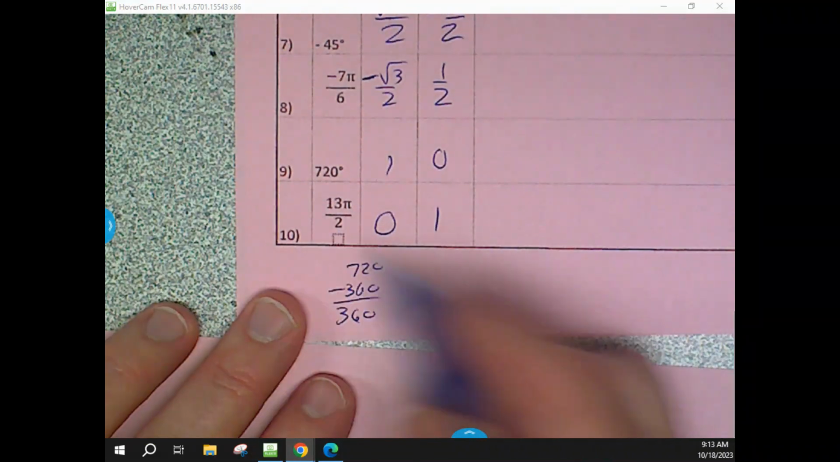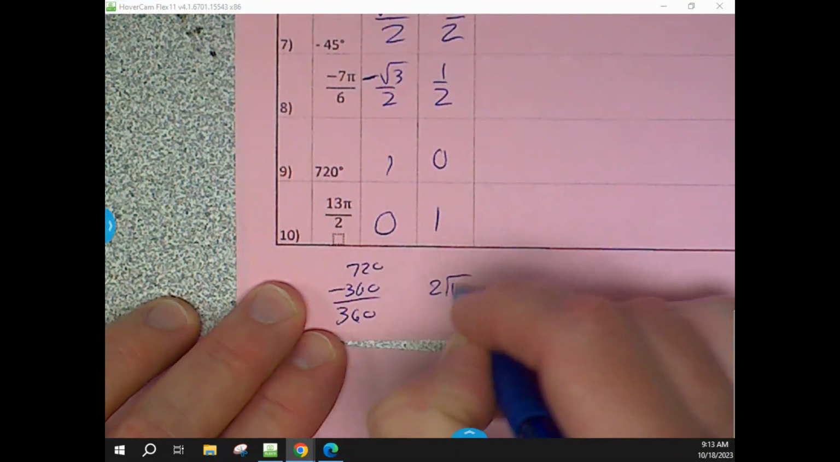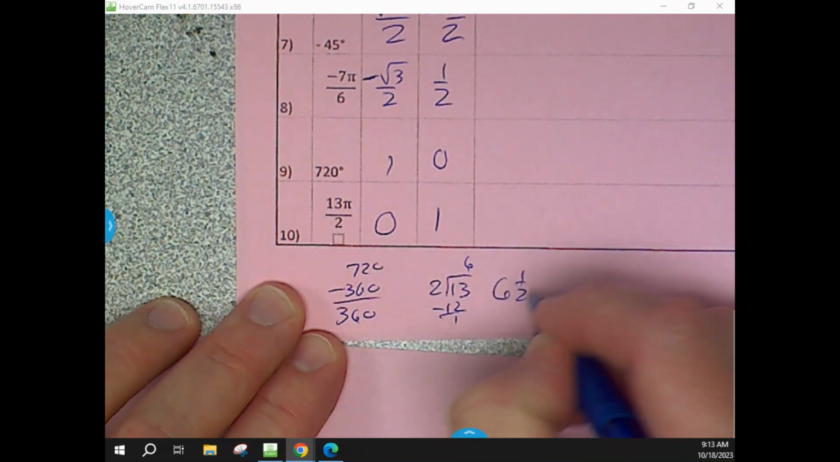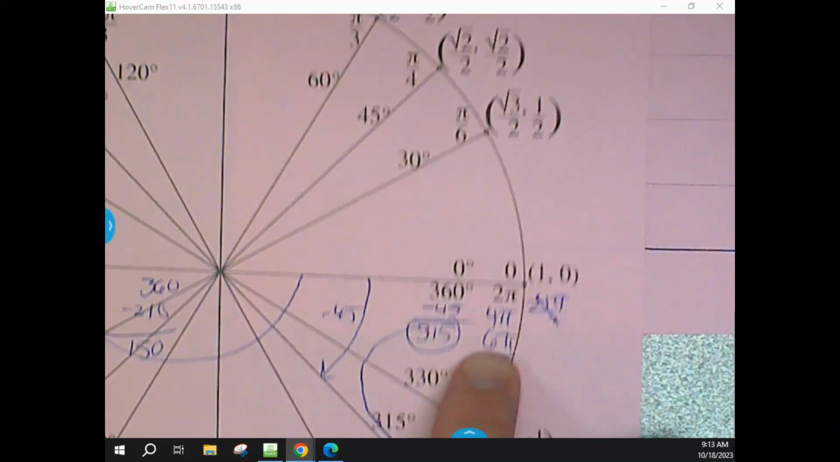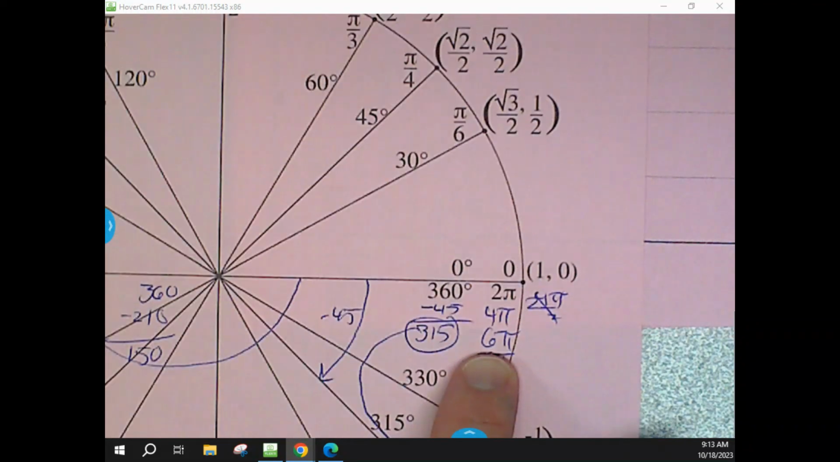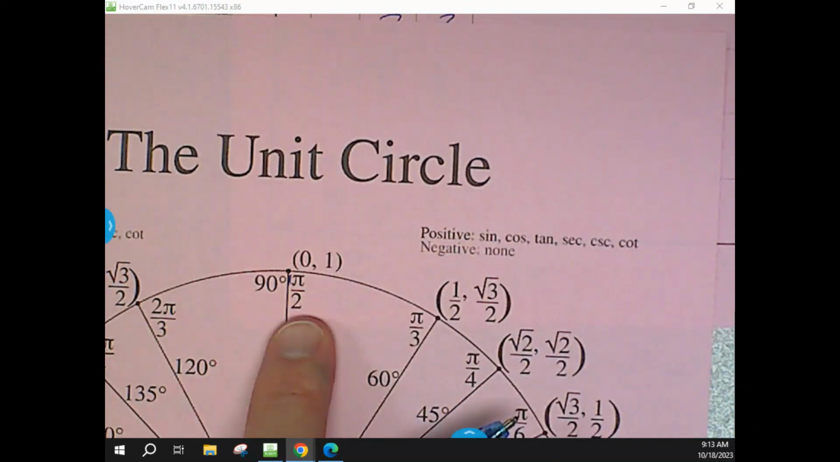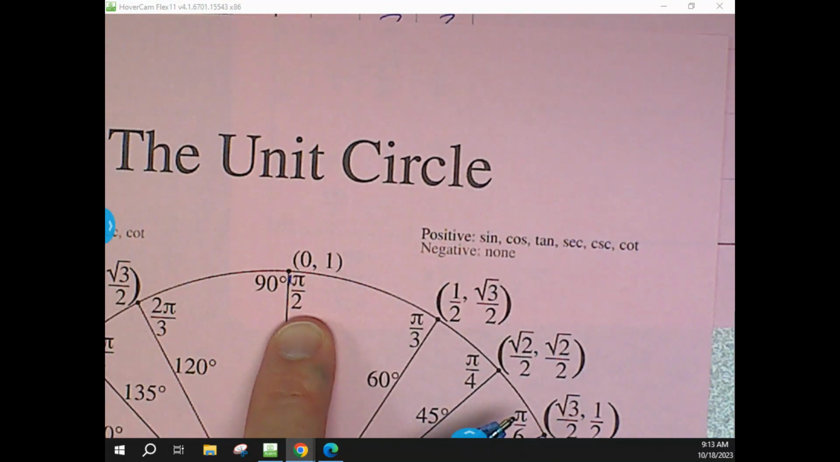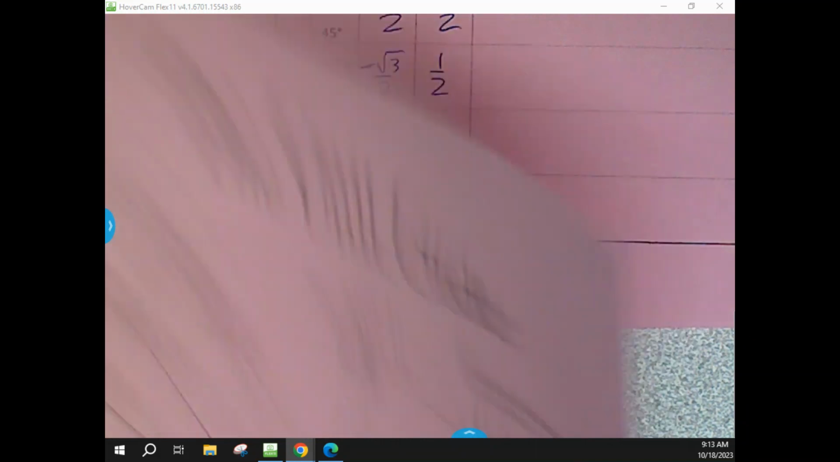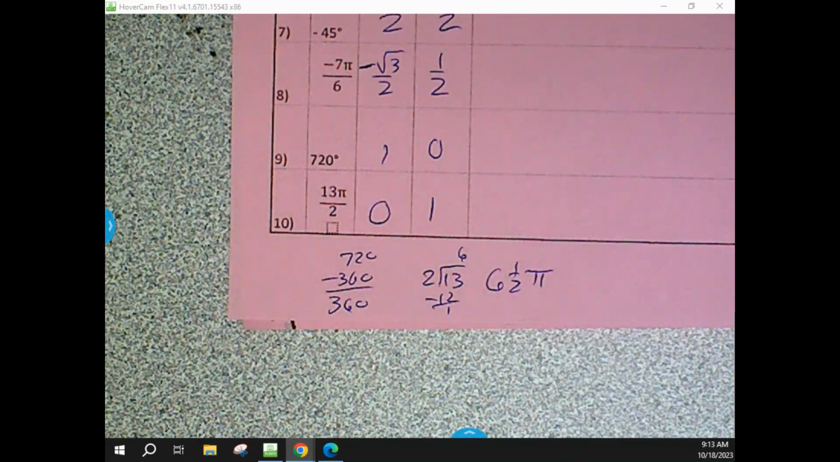And if you took 13 pi over 2 and converted that into a mixed number, that'd be 6.5 pi. So if 6 pi puts you here, you've got to go one more pi over 2, or half a pi, which would wind up putting you back here. So you can look at it a bunch of different ways as you go through those, and just find some way that makes it click in your head, and then you go from there.